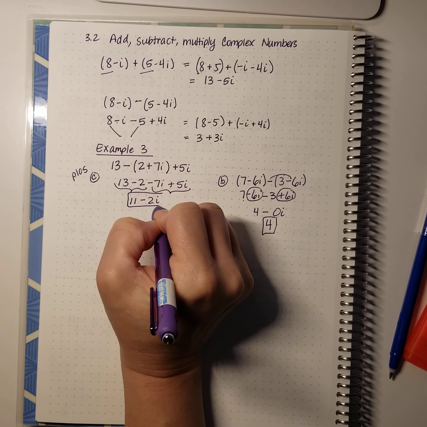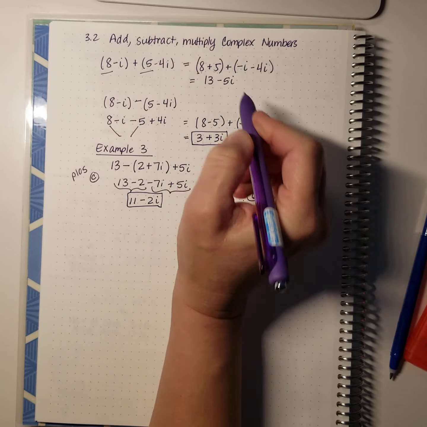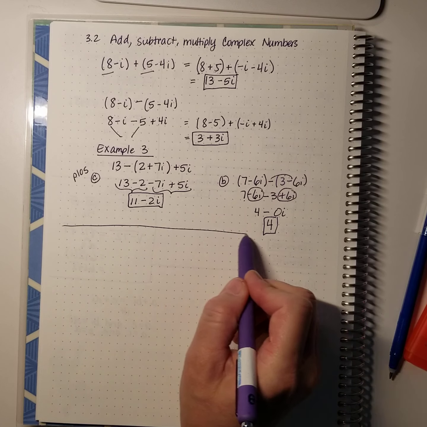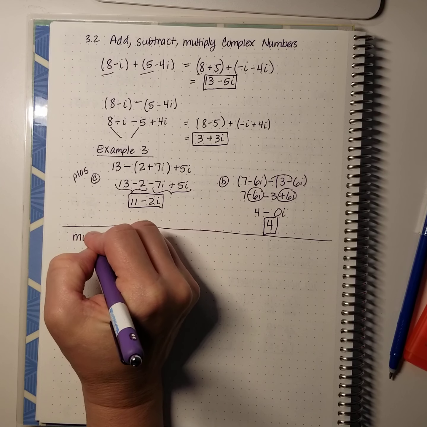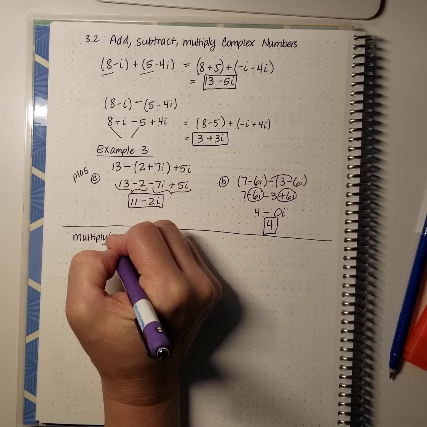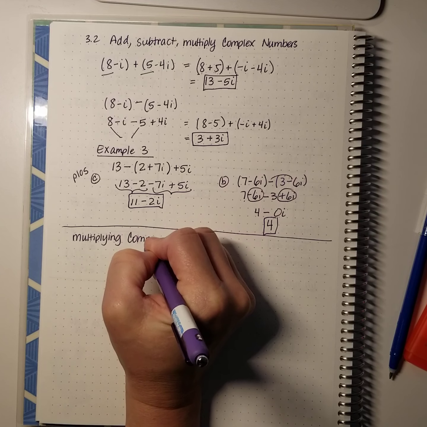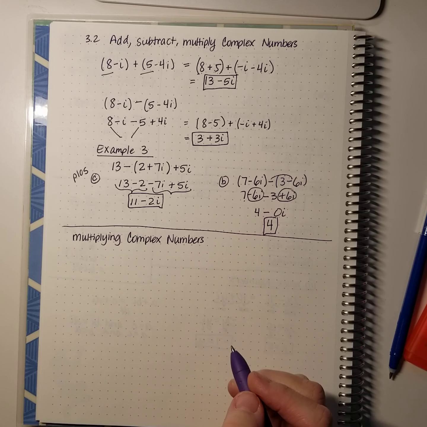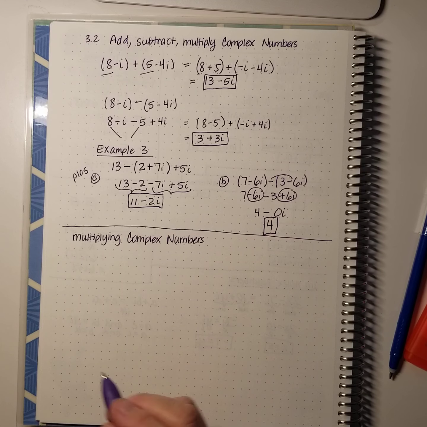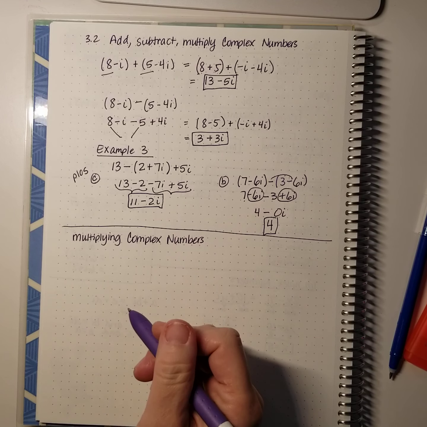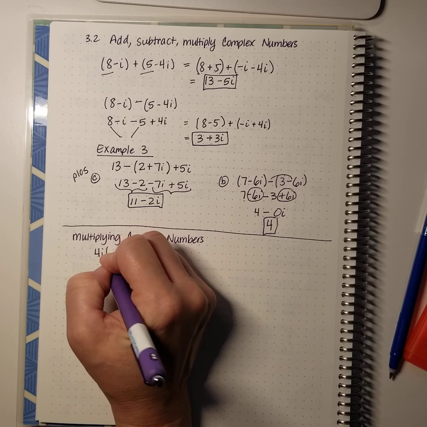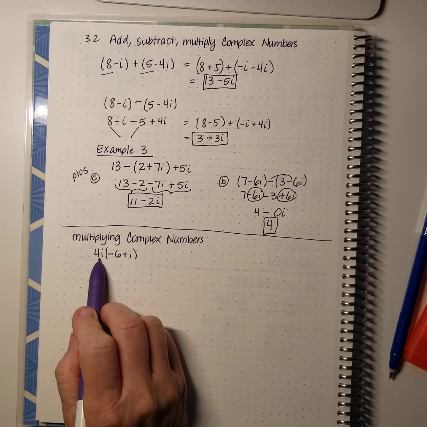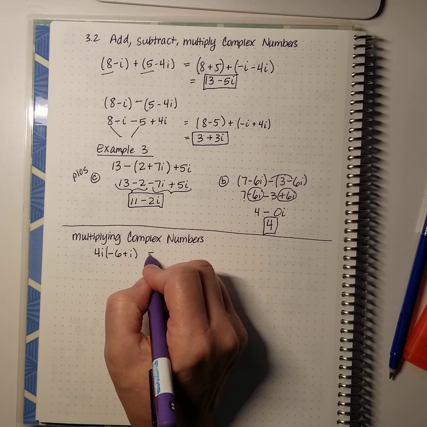Okay, so that's a really good set of examples for adding and subtracting complex numbers. Now let's move to multiplying complex numbers. We're going to do some of the examples that are in the text on page 106. Okay, so multiplying. So we have 4i times negative 6 plus i. And all we're going to do is distribute this. We're going to use the distributive property.